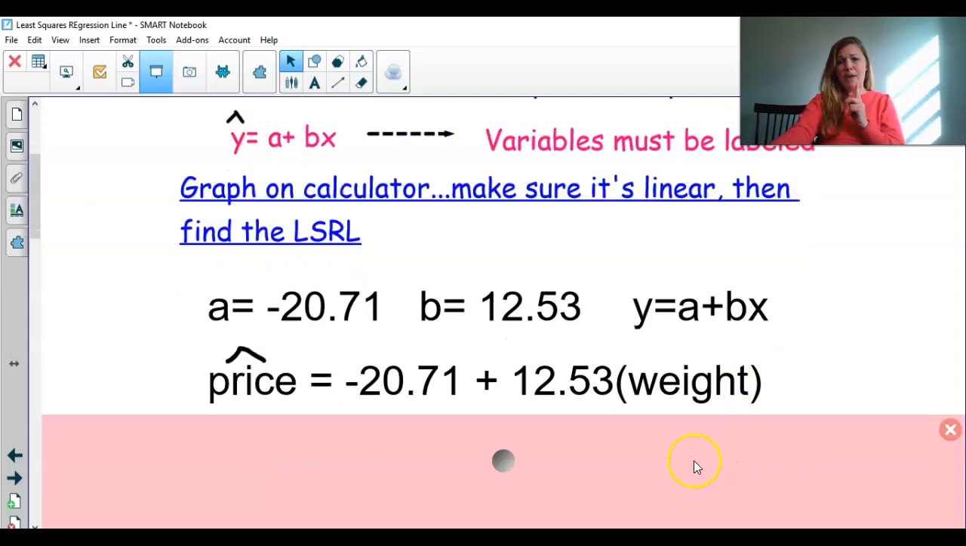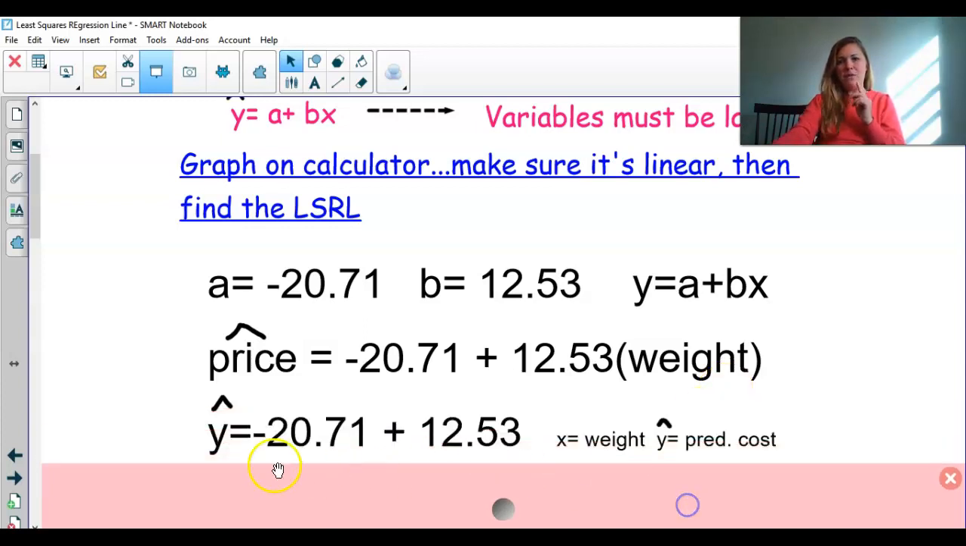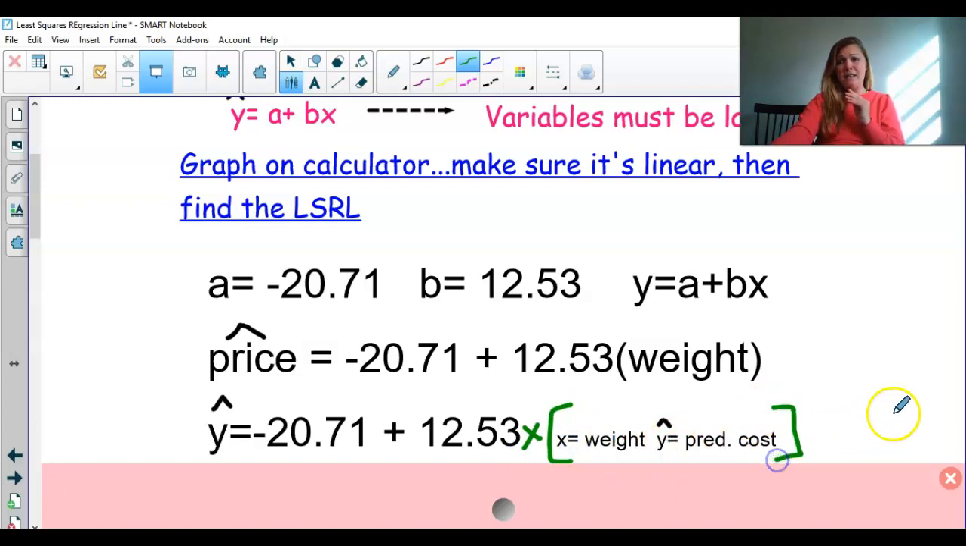Now some people get very techie and they like to stick with x's and y's. It is fine with me if you do this. Y hat is equal to negative 20.71 plus 12.53x. But then you have to, on the side, rewrite out that x is equal to weight and y hat is equal to the predicted cost. If you do not do this, you guys, in either one of these parts where you have it in context, you will be docked. Okay, you will be docked.